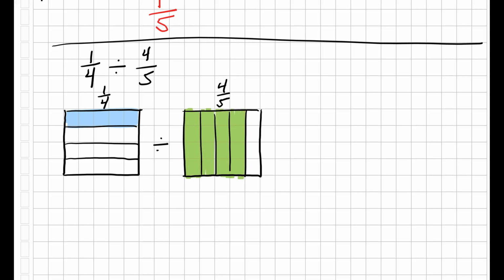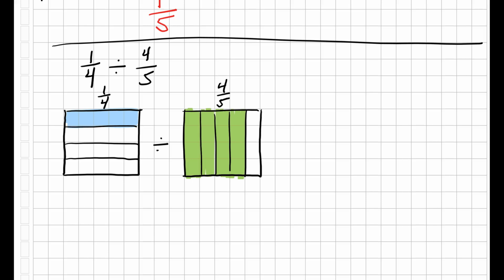So if my question is how many of these 4/5 represented by my green boxes can I subtract out of 1/4, which is represented by my blue boxes? Well, I'm tempted to say I can't subtract any. My divisor's too big. Actually, it's maybe a little more accurate to say that I can't subtract out an entire 4/5 from my 1/4. I can only subtract out a part of 4/5. So my answer then is going to be a fraction.